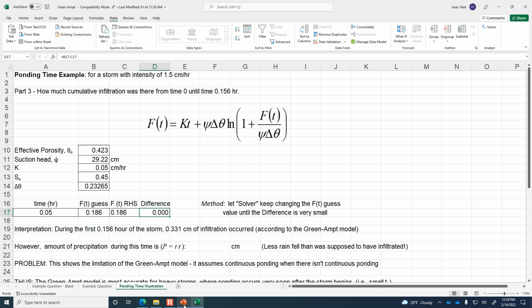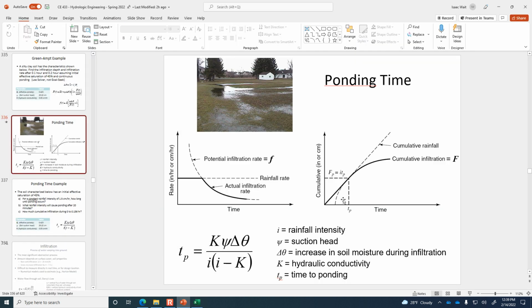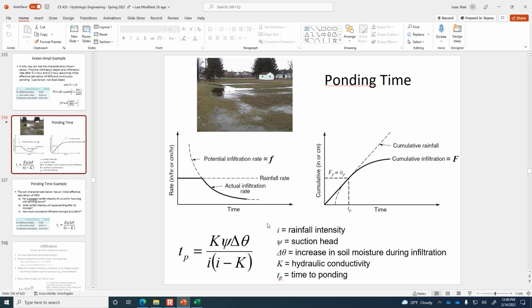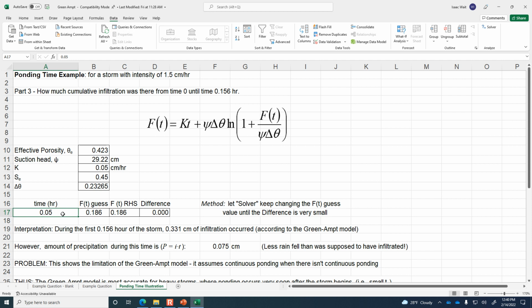The storm intensity is 1.5 centimeters per hour, and the time that we have is 0.05 hours. Here, let's calculate the precipitation intensity times the time. So the intensity is 1.5 centimeters times this time. So right now, these two aren't equal. The infiltration amount and the precipitation amount aren't equal. So that means that the time to ponding guess that I've got in here is too low. So it's not at 0.05 hours that the precipitation depth is equal to the infiltration depth. What that's saying is that the infiltration rate is still higher than the precipitation amount.